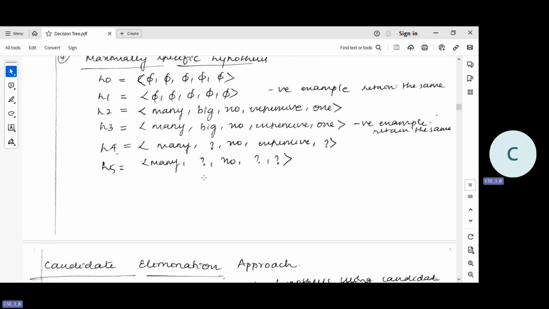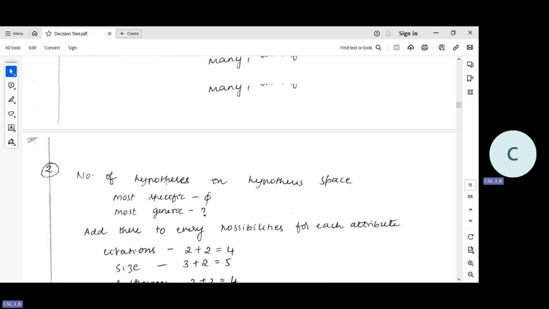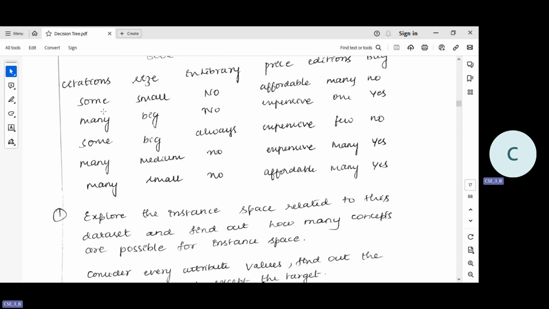So this will be the generic hypothesis, meaning the maximally specific hypothesis which best fits all the training examples. In this case, we have 1, 2, 3, 4, 5 training examples, and that hypothesis best fits all the training examples.